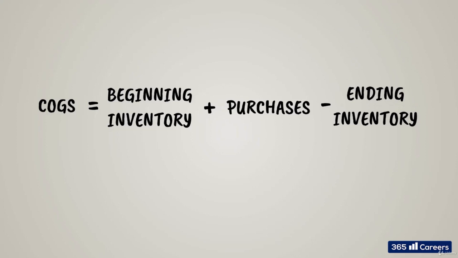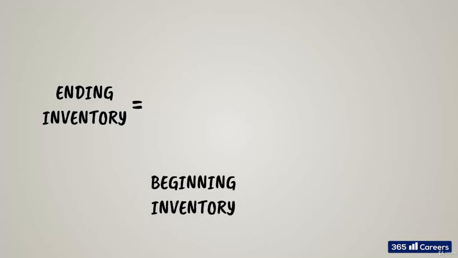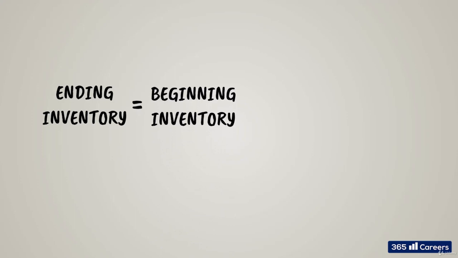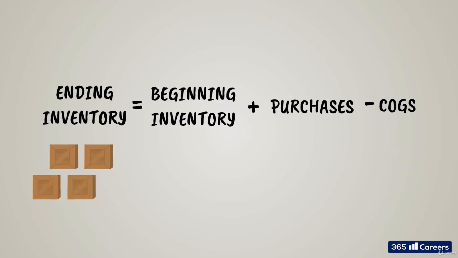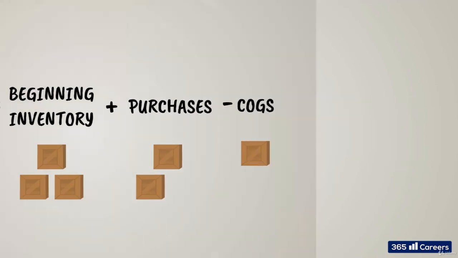This equation is even easier to understand if we transform it in this way. The inventory we have at the end of the year is equal to the inventory we have at the beginning of the year plus the purchases we have made throughout the year minus COGS. Makes sense, right? It basically tells us that, at the end of the year, our warehouse will contain the items that were there at the beginning, plus the ones we've added and haven't sold yet.